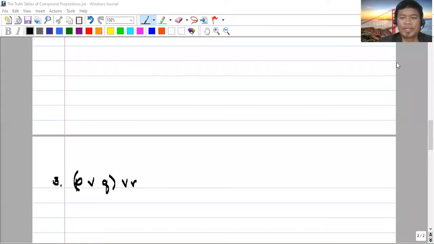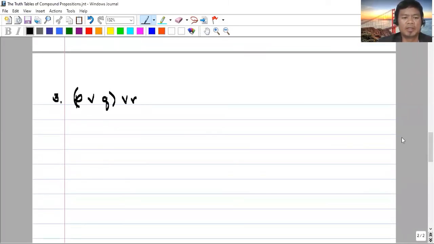So our third example, as our bonus example, involves three distinct variables. We have P, we have Q, and we have R. If there are three variables, then we expect 8 rows. That is 2 raised to 3, which is equal to 8 rows. There are two possible answers in a single proposition, and since there are three variables, then we expect 8 rows.